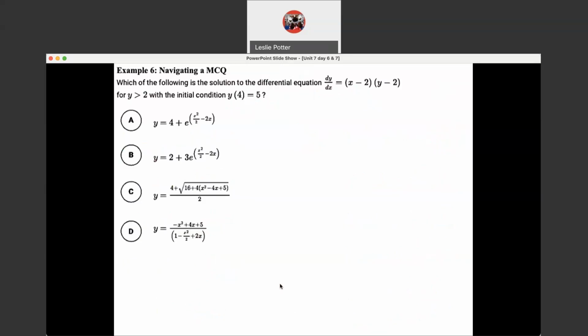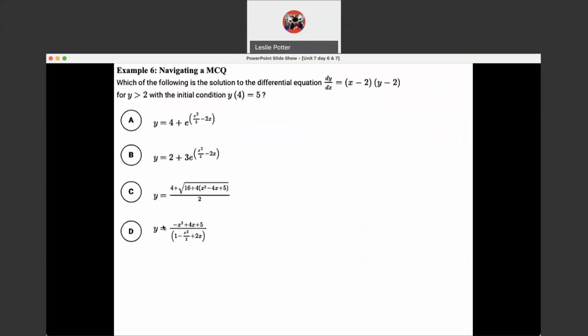Okay. Let's navigate a multiple choice question. So here's my differential equation. And it's saying for y greater than 2, that's because we're going to run into a natural log situation, and we want to make sure we have a positive there so we can drop the absolute value signs. And I'll show you that as we go through this. And then we have this initial condition, y of 4 equals 5.